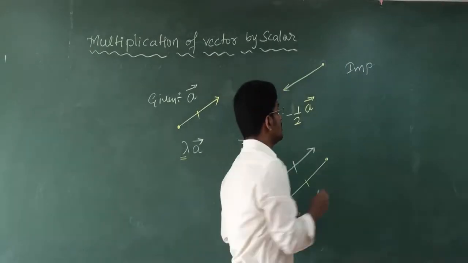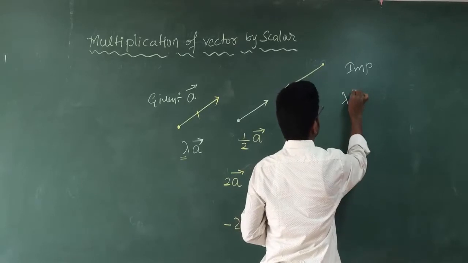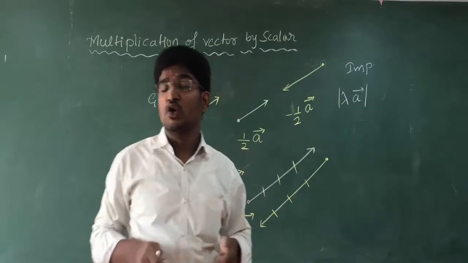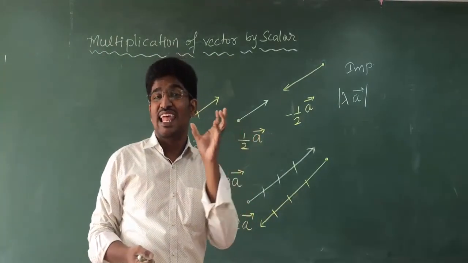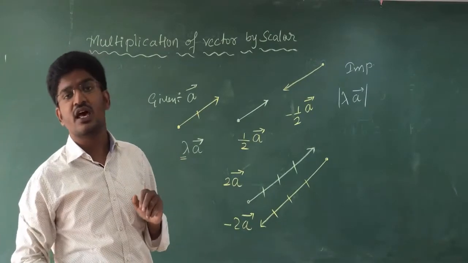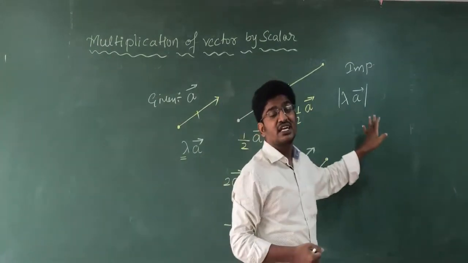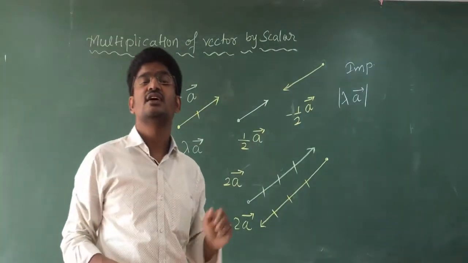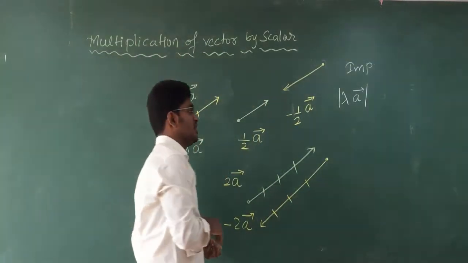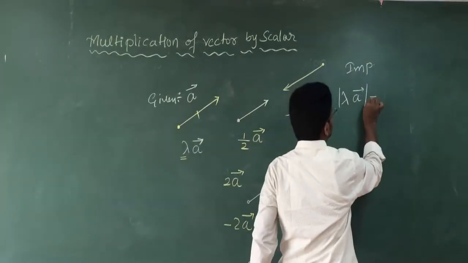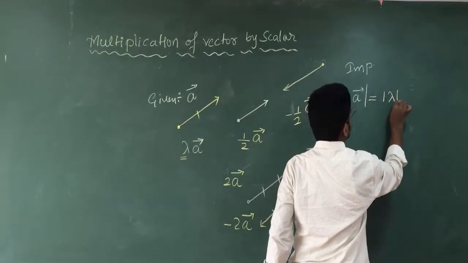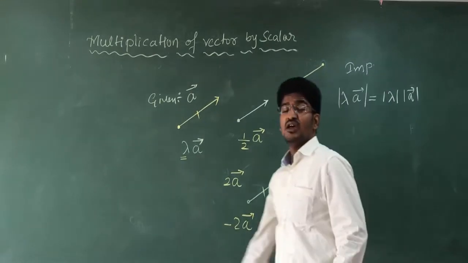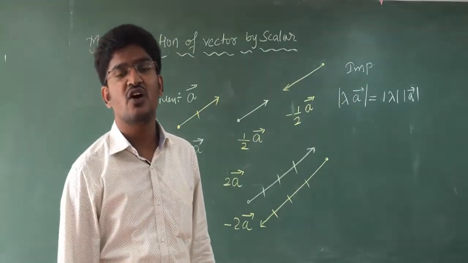If I put mod, mod means magnitude, clear? Magnitude means the length of the given vector. So if I put mod to the vector, it is considered as the magnitude of a given vector. So if I write this, it will be mod of lambda into mod of vector A, by using the laws of mod or the laws of magnitude.